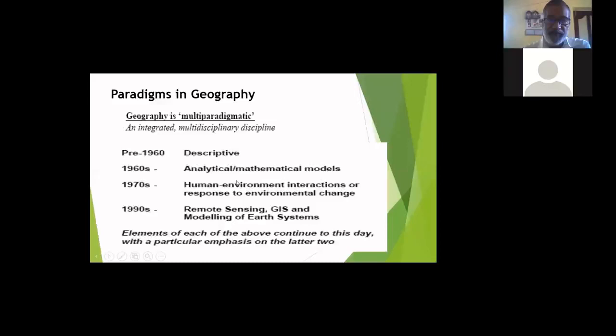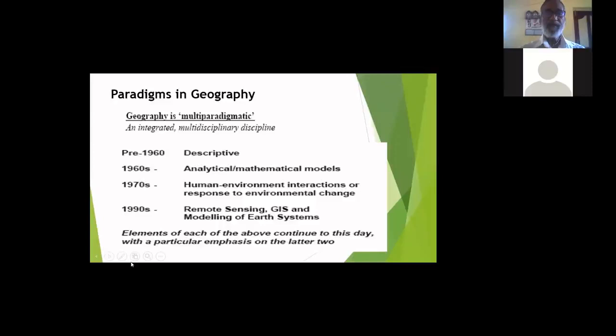And in the 70s, as you know, when we were students, we had human-environment interactions and response to environmental change. These were other paradigms. In the 80s and 90s, remote sensing, geographic information systems, modeling of Earth systems, these are big paradigms. When I say geoinformatics, for example, or geoinformatic science, or geographical information science, whatever way you would like to call it, it's basically technology-based development of ideas and paradigms. And in the 90s, more things became visible.